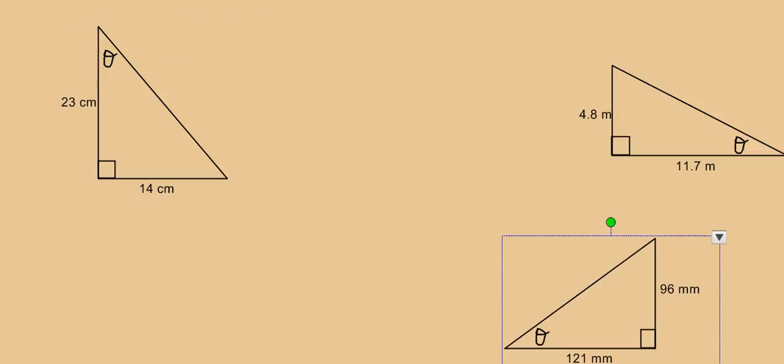Our first step is to label our triangle. So, let's make a right angle, an arrow out of the right angle, and label that H. And then here's my theta hiding up in the corner here. So this is A and this is the opposite side. Second step, that's right, write down the rule.